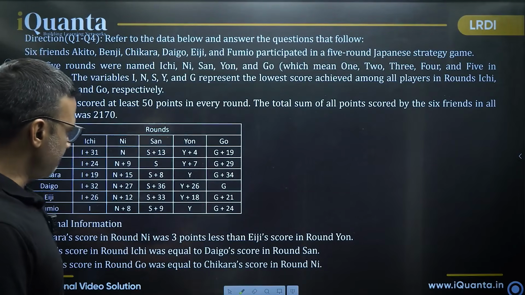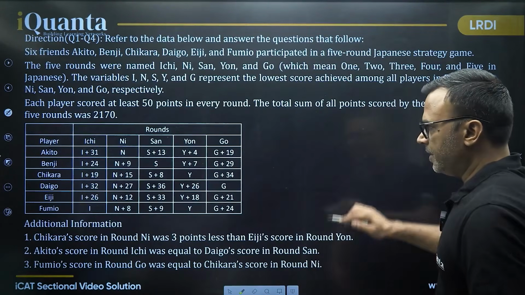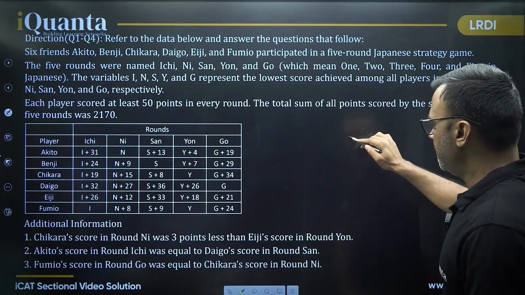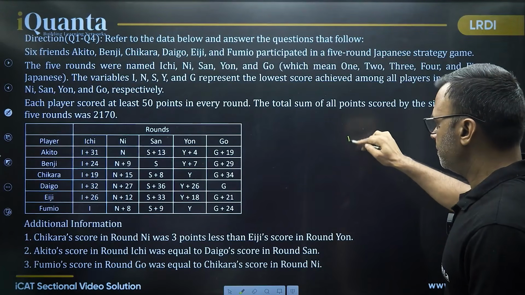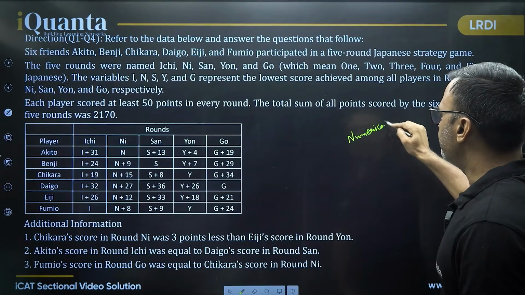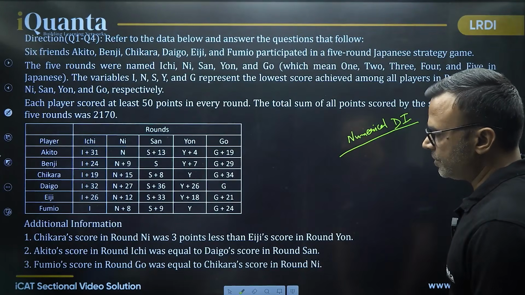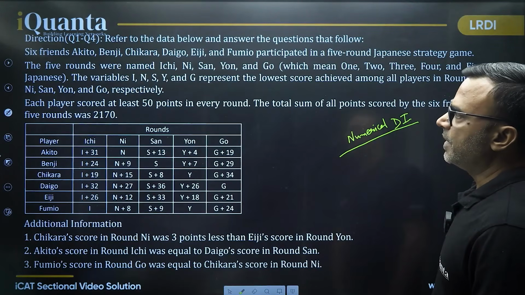Now this question is a tabular presentation of data, and it is clearly a numbers-based question, numerical DI. It is data interpretation. It is not numerical reasoning as such. Okay, right. So let's straight away.